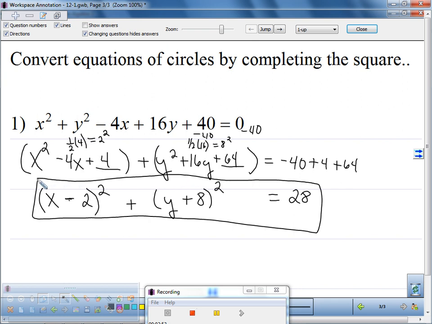The reason we like the standard form is because from this we can get the center of the circle and the radius. Up here, this is the same equation of the circle, just in a different form, but it doesn't give us the information that we need just by looking at it.